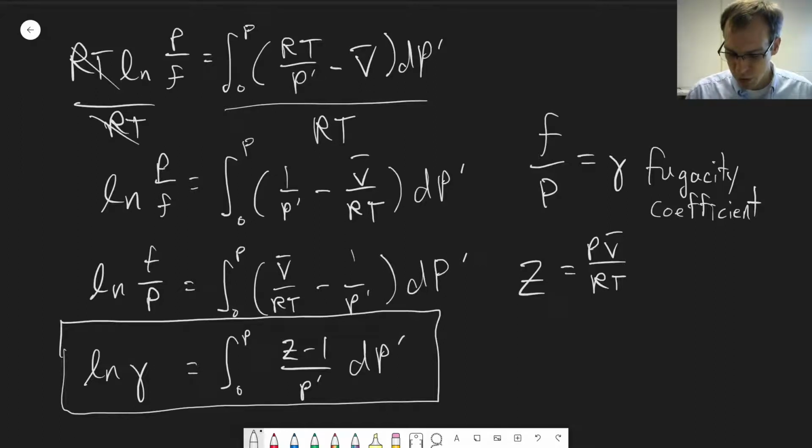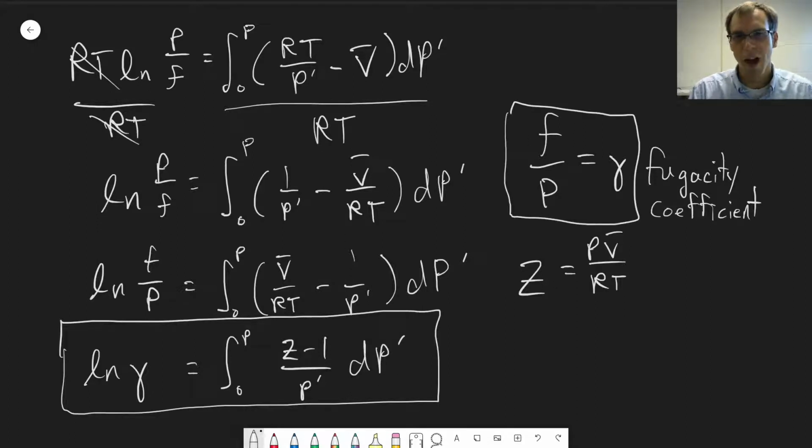So just real quick before we look at some data on this, I just want to emphasize this fugacity coefficient. What's useful about it is it tells us how far our behavior is from ideal behavior. So if we have gamma equals 1, that tells us that we have ideal behavior, because then pressure and fugacity behave exactly the same way. And so gamma values of greater than 1 or less than 1 indicate non-ideal behavior. And that means that the fugacity and pressure are not going to be the same.